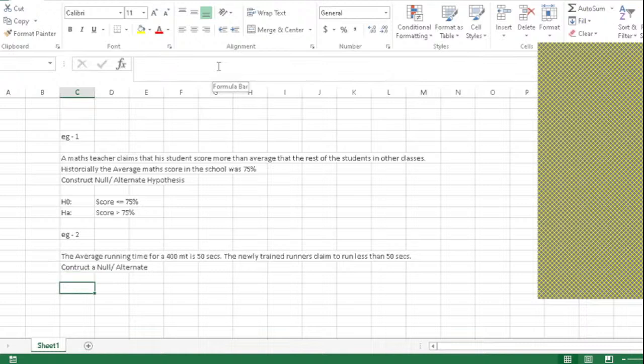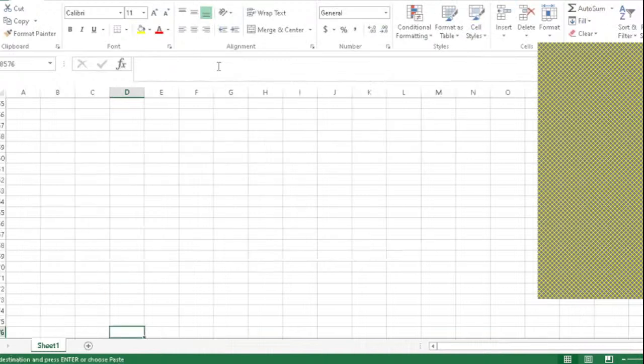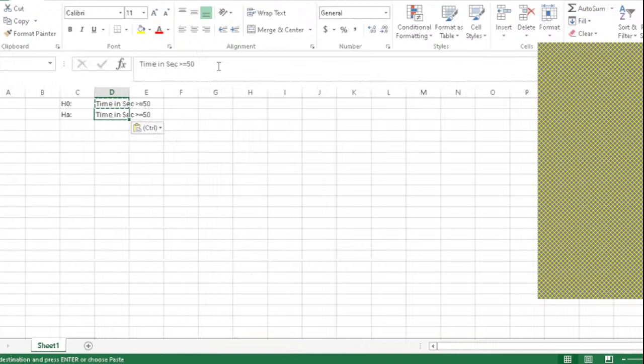So null H0 will be time in seconds greater than or equal to 50, and HA will be time in seconds less than 50. Just turn this around.